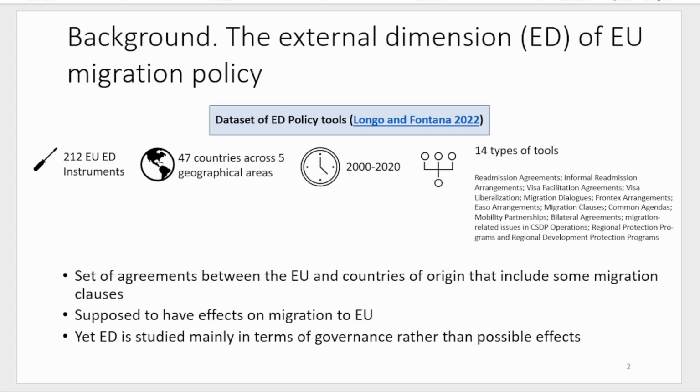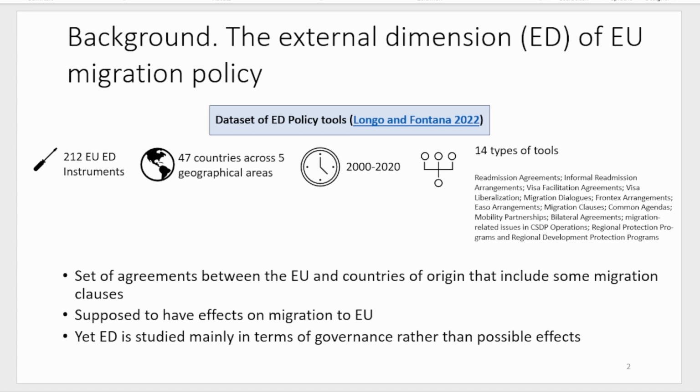These types of tools, as we call them, can be of different types. We have readmission agreements, formal and informal, visa facilitation, migration dialogues, Frontex arrangements, and so forth. So there are different instruments that the European Union uses to try and affect migration from the source, so to speak. Now, this is supposed to have important effects on migration flows. It's actually believed to be one of the few real instruments for affecting migration at the source that the European Union and its member states have.